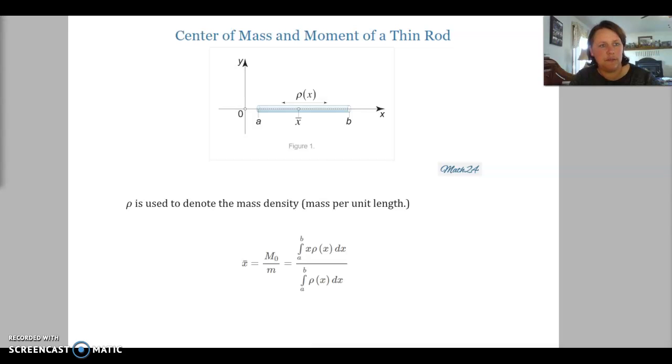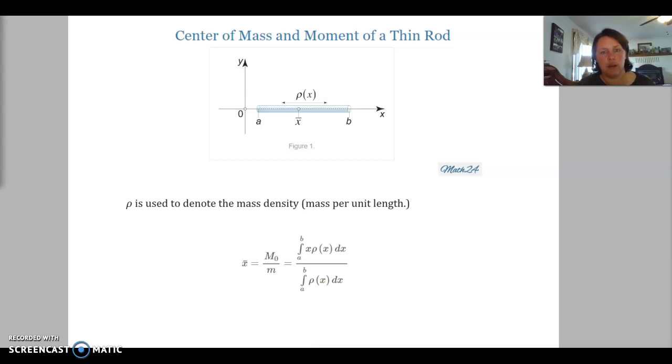All right, finally for our 2.6 part 1 notes, we are going to be looking at the center of mass and moment of a thin rod. So now what we are starting to do is we're starting to work into some three-dimensional type shapes. And we have a rod here.